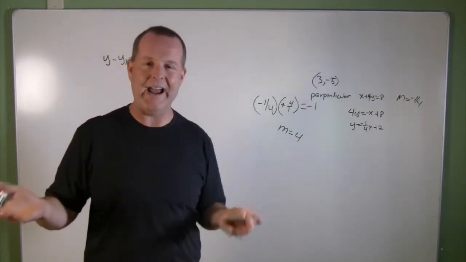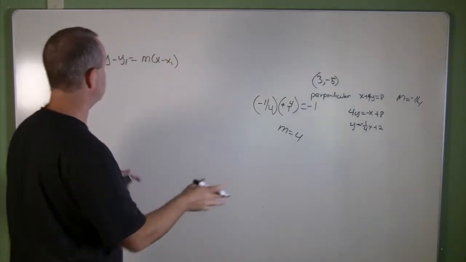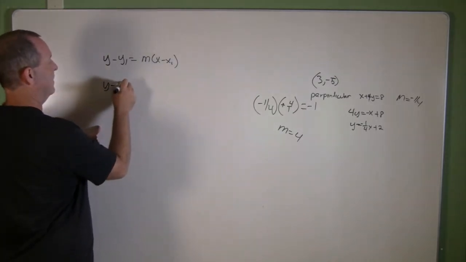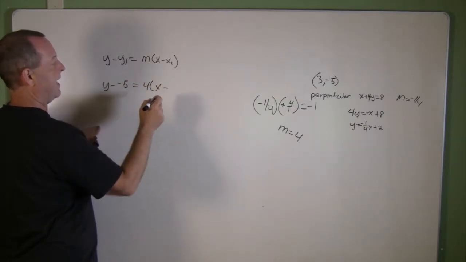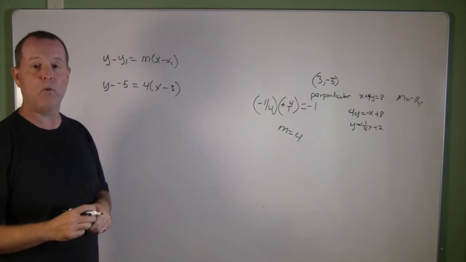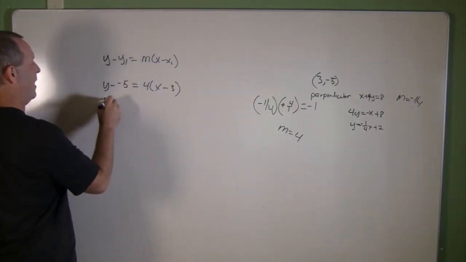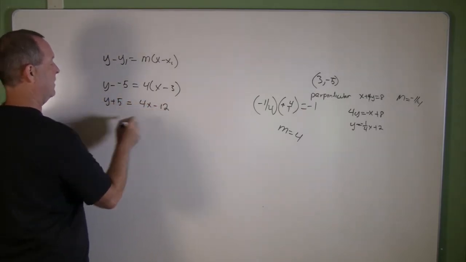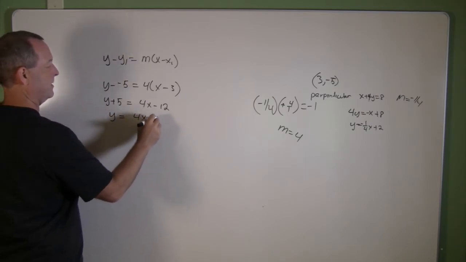So now I have all of the information that I need. Let's just kind of crunch it out. Slope was 4, so y minus y1, I have a defined point, -5. Slope is 4. I have a defined x, which is 3. You with me? This is point-slope form right there. We're halfway there. y + 5 = 4x - 12. Subtract 5 from both sides. y = 4x - 17.